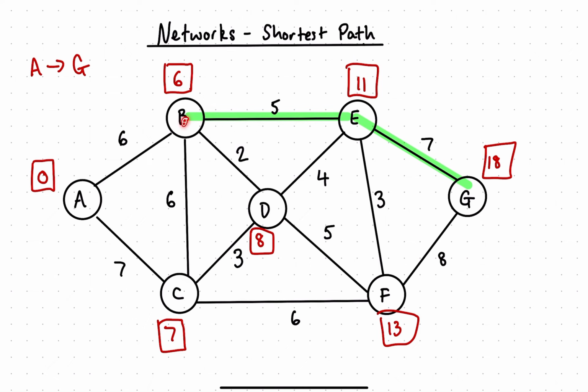And then from B, I go, is 6 minus 2 8? No, 6 minus 2 is 4. Is 6 minus 6 7? No, it is 0. And is 6 minus 6 0? Yes, it is. So this must also be part of my path.